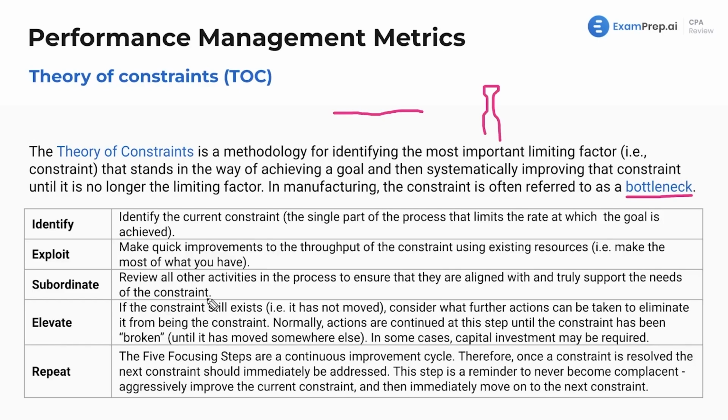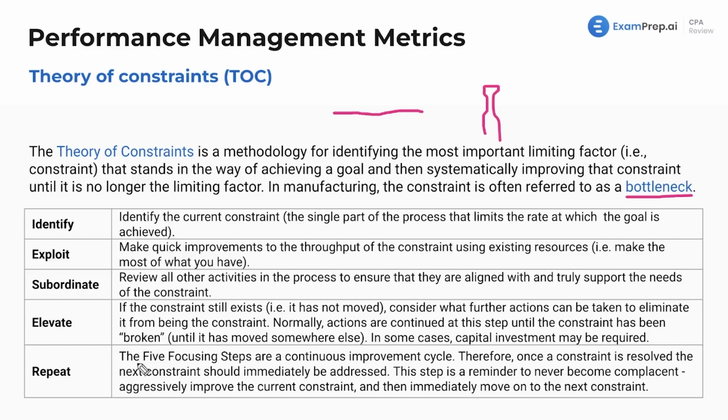Next, subordinate. Review all other activities in the process to ensure that they are aligned with and truly support the needs of the constraint. Next, if the constraint still exists, if it has not moved or has not been dealt with, consider what further actions can be taken to eliminate it from being the constraint. Normally, actions are continued at this step until the constraint has been broken, reduced, or moved somewhere else. In some cases, capital investment may be required. So if your machine is not working well, then buy a new machine, replace it, or fix it up.